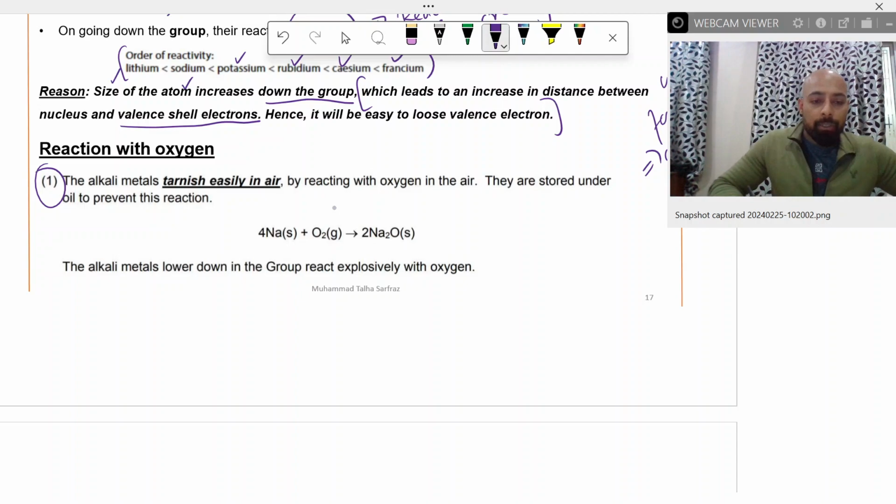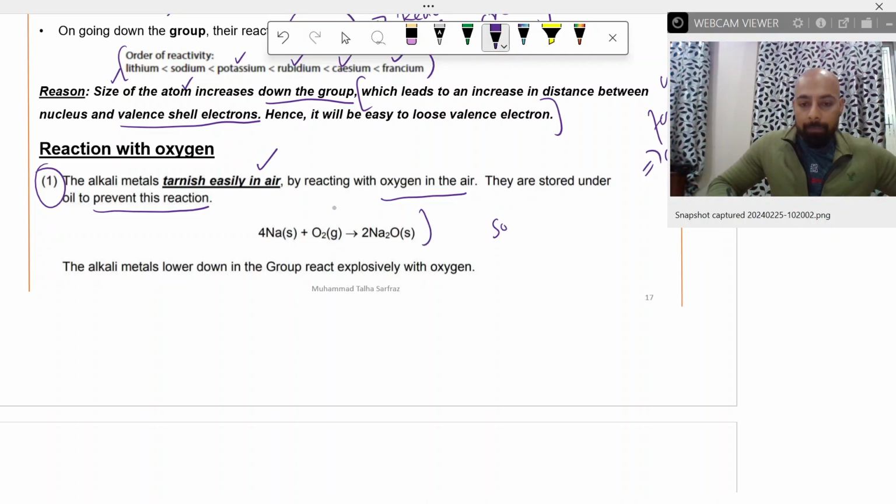Alkali metals tarnish easily in air by reacting with the oxygen in the air, and they form oxides. So they are stored under oil to prevent this reaction. As I told you earlier, we have to store them under oils, right? So learn to write down the equation first of all.